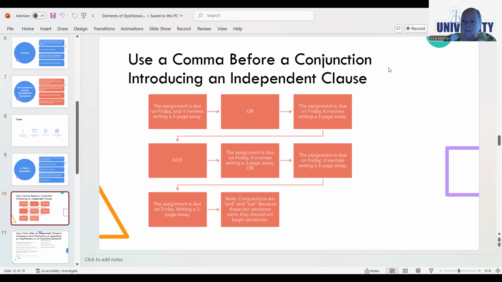That is a run-on sentence because it doesn't have anything joining it as a conjunction. It's basically two sentences you ran together. It's a run-on sentence. The assignment is due on Friday, semicolon, is not appropriate because you don't need that long of a pause. And again, no conjunction. It involves writing a 3-page essay. The assignment is due on Friday. Writing a 3-page essay, the writing a 3-page essay does not have a subject. So it is not a sentence and it can't stand on its own.